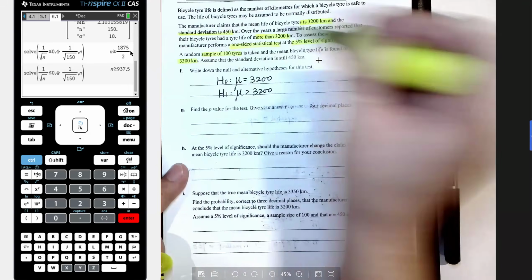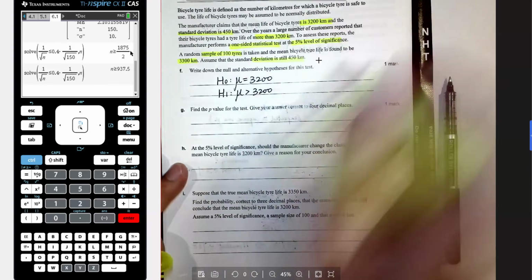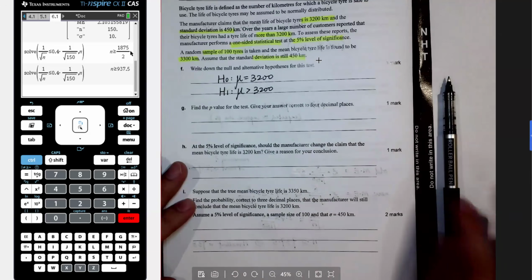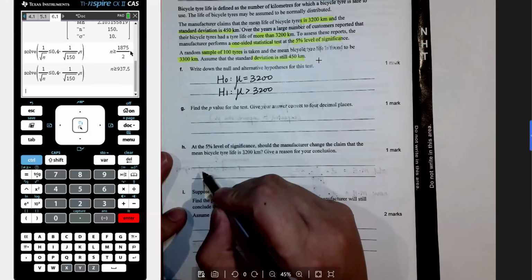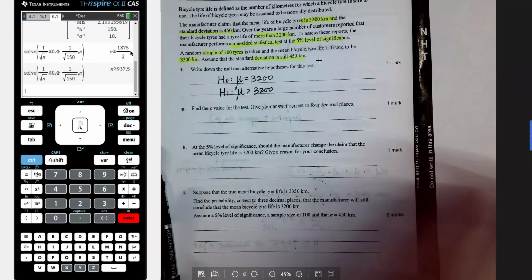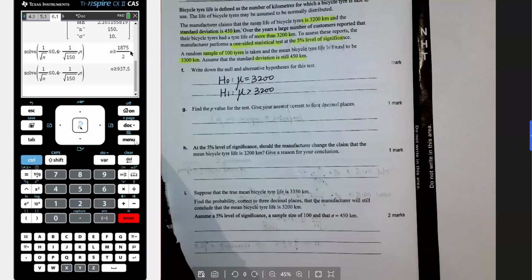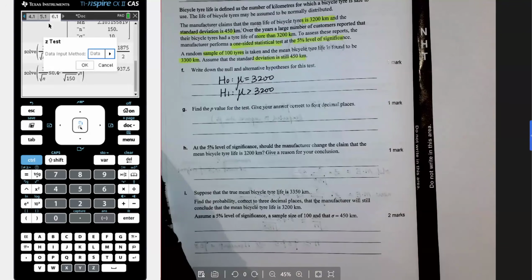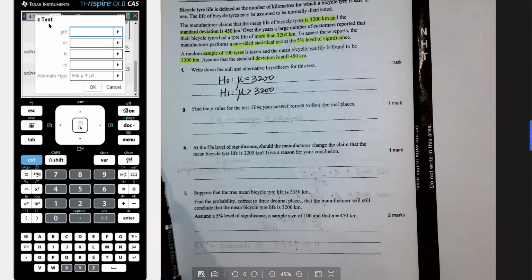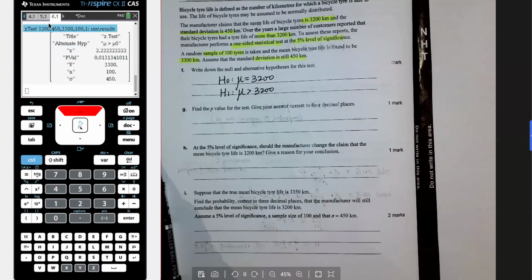Mean is 3,300. Standard deviation still 450. Find the p-value of the test, okay, and make a conclusion. Let's have a look. Menu 6, stat test, z test, stat. Mu naught is 3200, sigma is 450, x bar is 3300, n is 100. We use the larger than. Okay, press Control Enter.